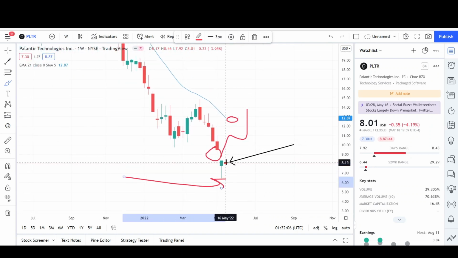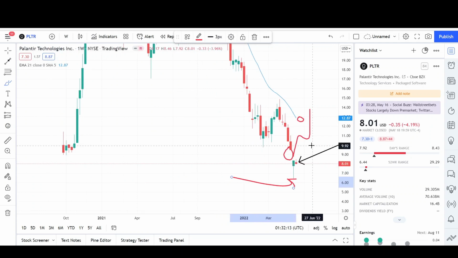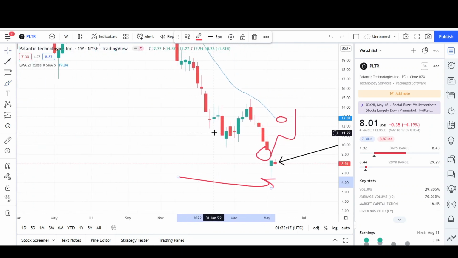I'm not saying we're going to get a red candle this week. It's still just Wednesday, so we've got two more days. This could turn into a neutral candle. But even if we do see a pullback, most likely we have not bottomed. So that's all I have to say for Palantir.